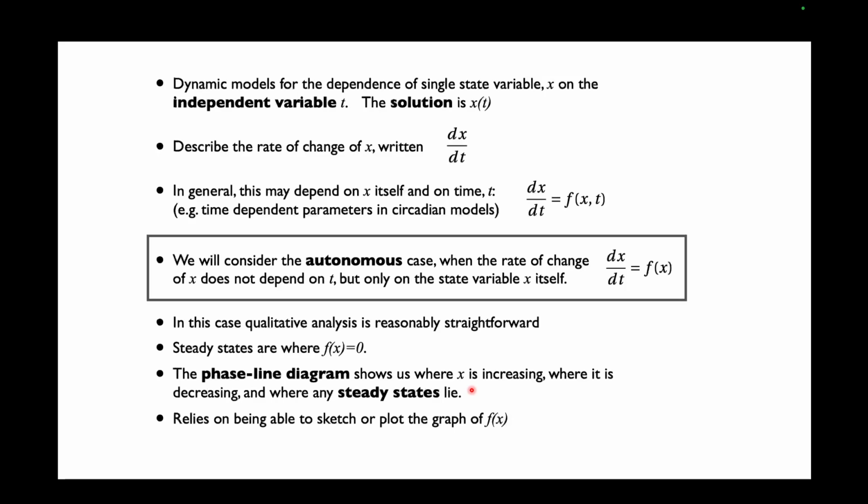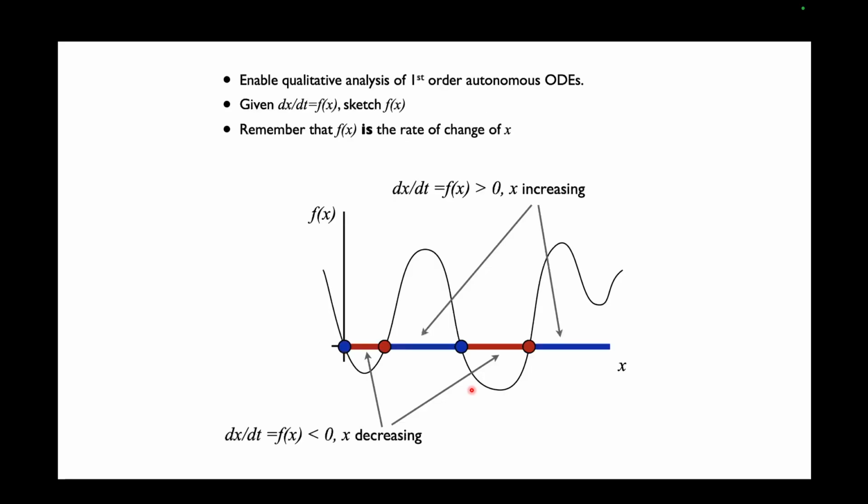It relies on being able to sketch or plot the graph of f(x). So this is your f(x) and this is your x. Basically your dx/dt is given as f(x), so your y-axis is dx/dt, don't get confused. Your y-axis is dx/dt and your x-axis is x. So this plot is showing you how your dx/dt is changing with x.